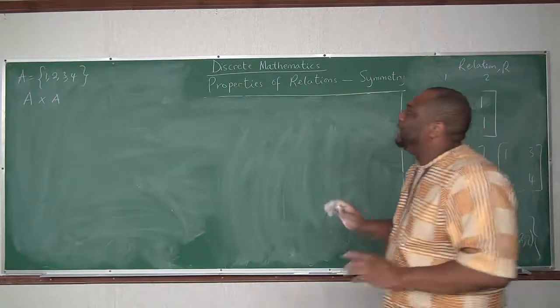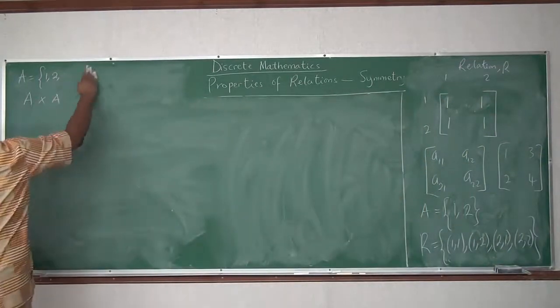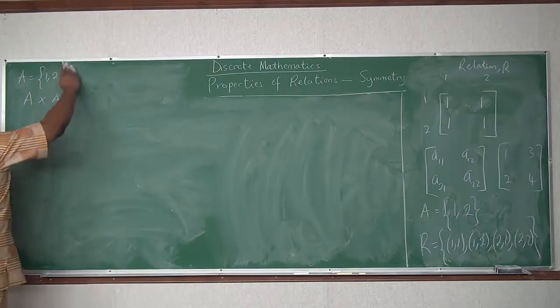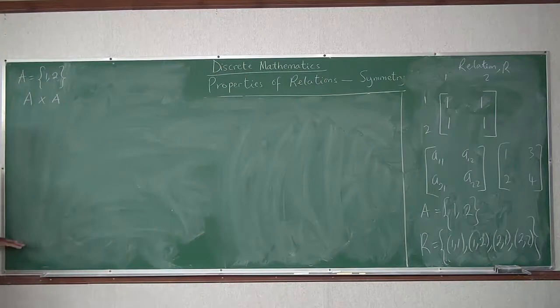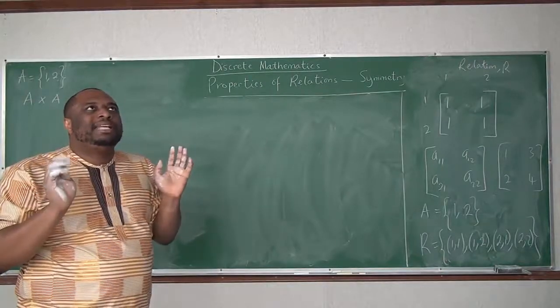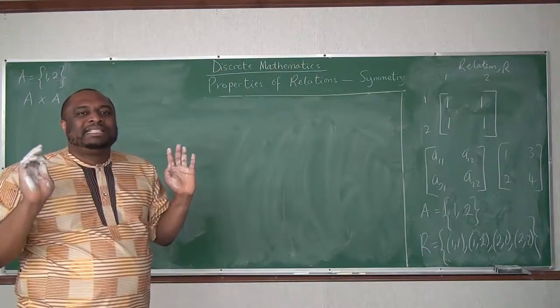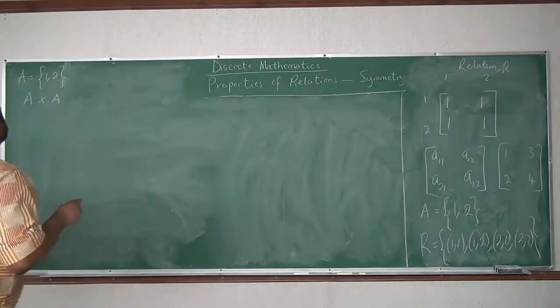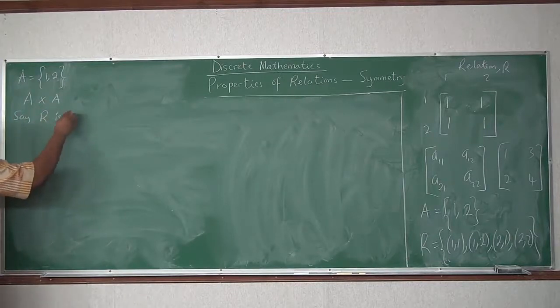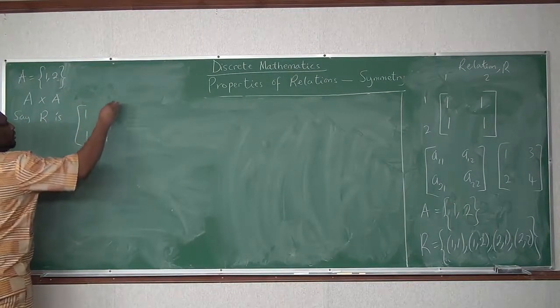Look up. A to be 1, 2. Let's look at the Cartesian product. Let's multiply A and A. Actually, let's write the relation. Let's represent the relation in a 0, 1 matrix. So say the relation, say arrow, is 1, 1, 1, 1.